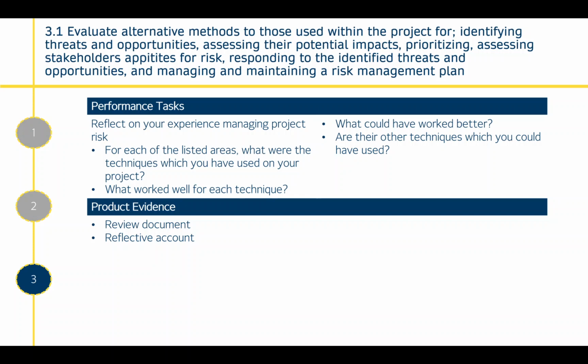Now, if it's part of multiple pieces of evidence, for example, in a statement where you are assessing potential impact, you're reflecting on alternative methods, then that could be mapped to that one item on the list, but you'd still have to get another piece of holistic evidence that looks at responding to identified threats and opportunities, and within that holistic evidence you have to be reflecting on alternative methods to do that, in which case you could take that item off. But basically you're looking for each of these items on the list: assessing potential impacts, prioritising, assessing stakeholders' appetites for risk, responding to identified threats and opportunities, and managing and maintaining the risk management plan.